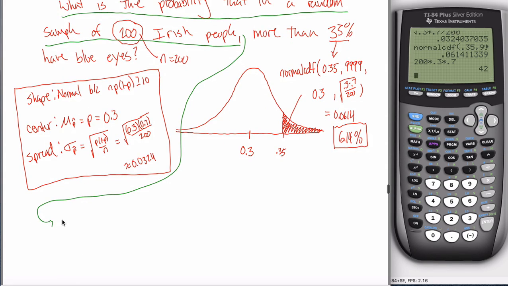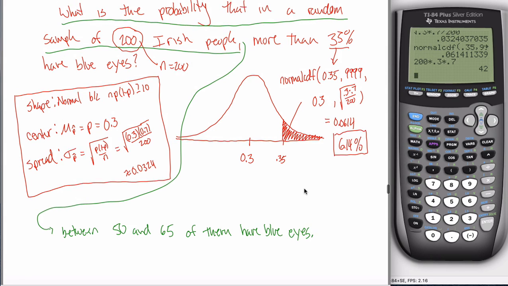What if I said between 50 and 55, say 60, 65, let's get a big number. Between 50 and 65 of them have blue eyes. And you're like, oh, okay, this doesn't change that much stuff, right?